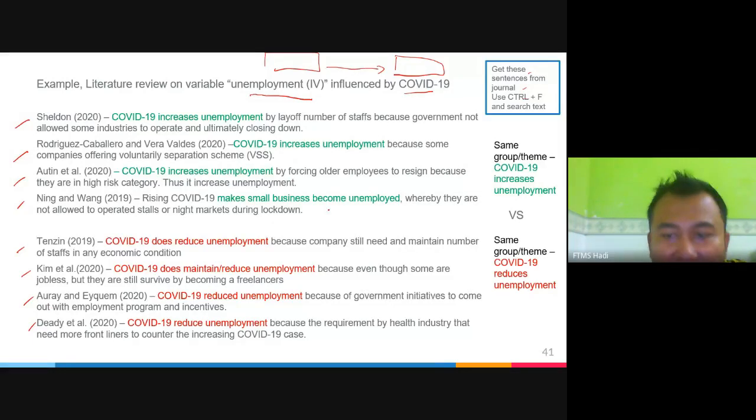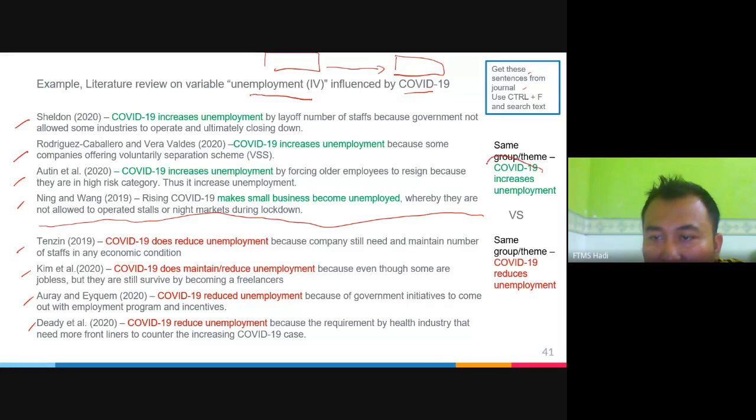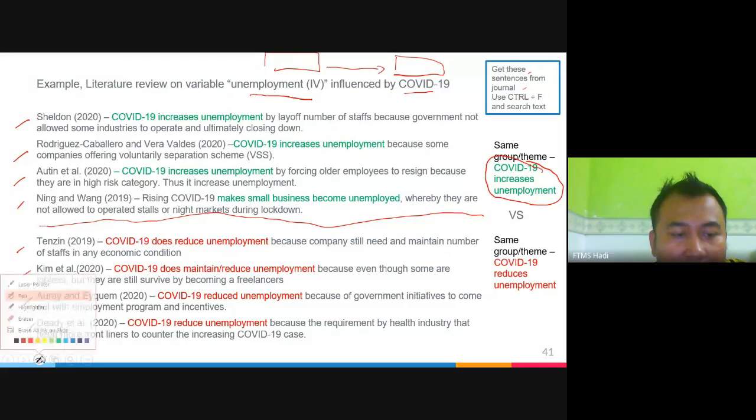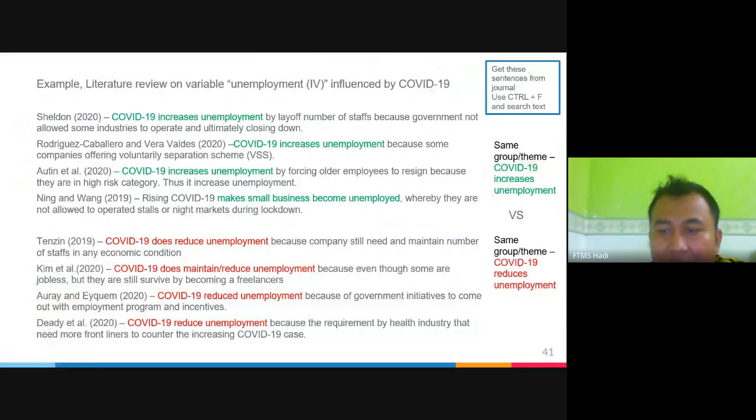Okay, what I'm doing is I separate into 2 teams. The first team is COVID-19 increases unemployment. That means the more COVID-19 active cases, the more people lost their jobs. And then this one, COVID-19 reduces unemployment. Some of them might not agree that the increase of COVID-19 will increase unemployment. In fact, they say it will reduce unemployment, because it will provide job opportunities. Okay, this is what I got.